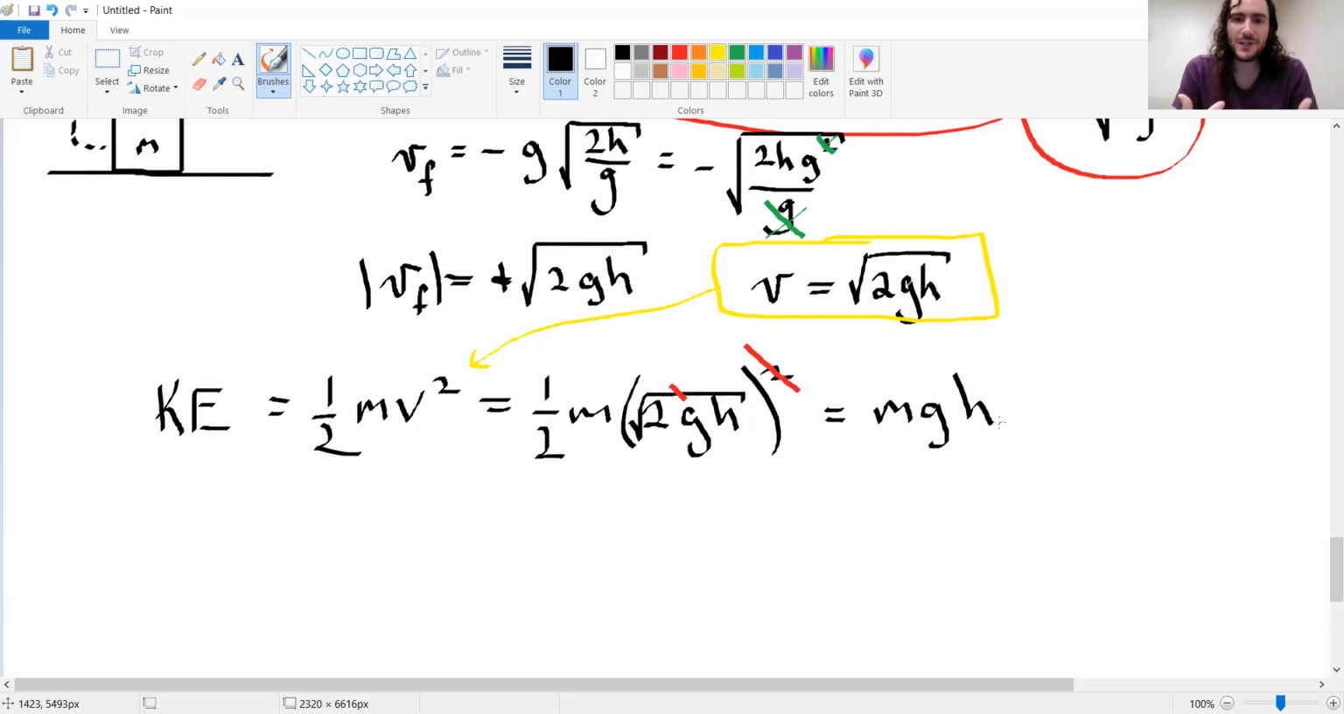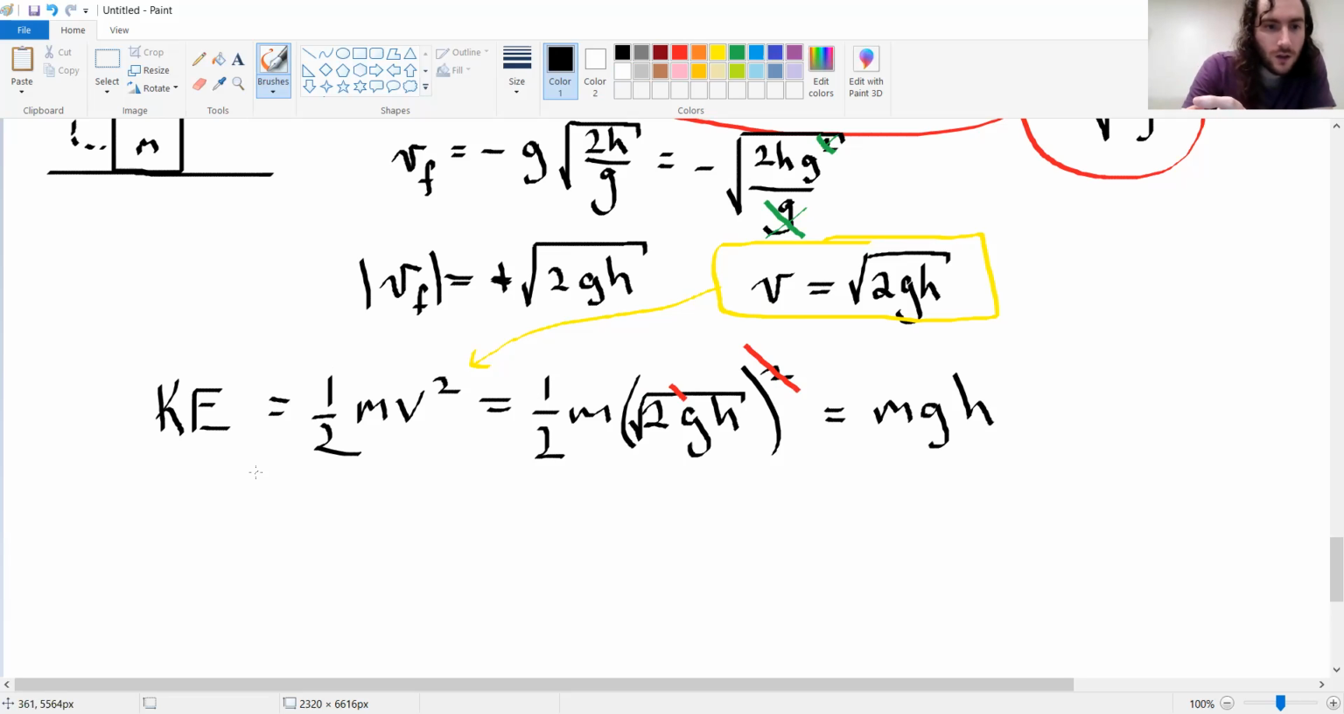And so look at that. The way that we understand this now is that if we do work on an object to lift it up into the air, we've given it some potential energy. Then if we want to, we can drop that object and all of its potential energy converts into kinetic energy.